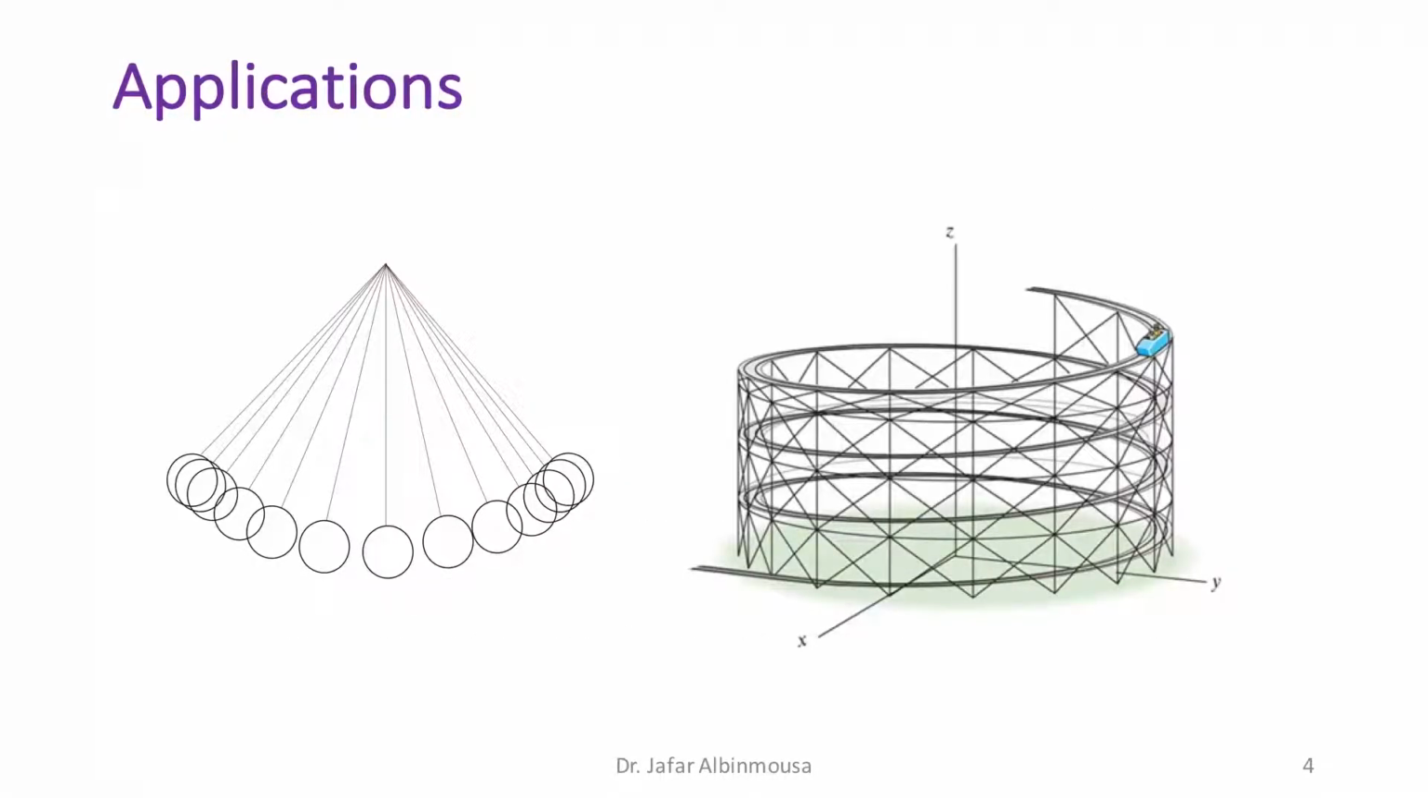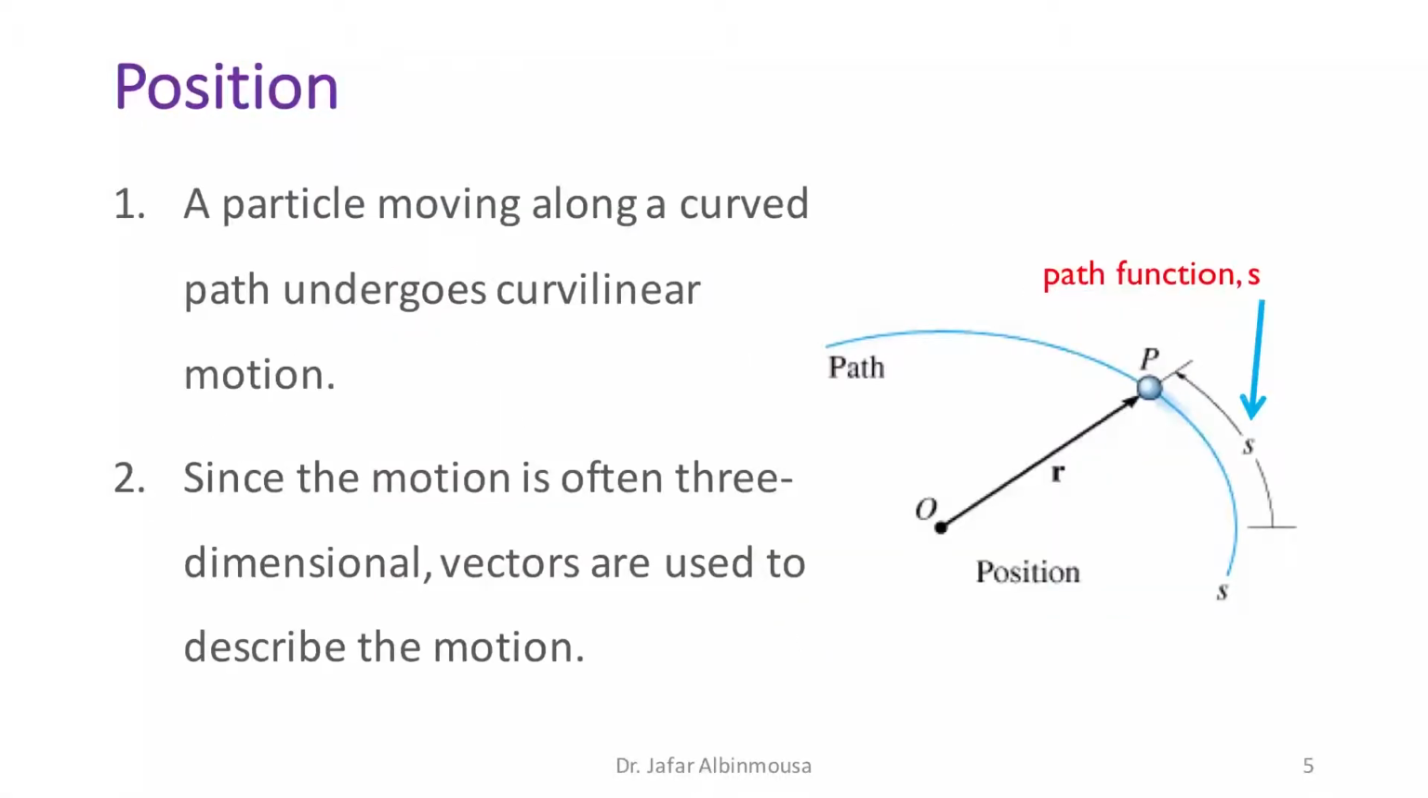As far as applications, a pendulum, for example, represents a simple 2D curvilinear motion, because if you follow the path here, it's basically a curve. While this car, for example, as it moves in this spiral kind of path, represents a curvilinear motion in 3-dimensional space. Now, as far as position, this describes how the position of a particle is defined over a curved path.